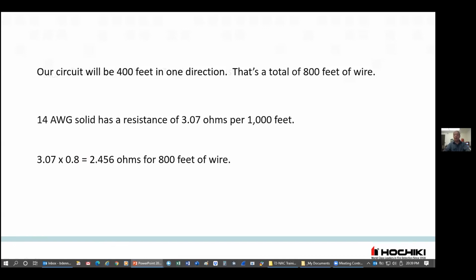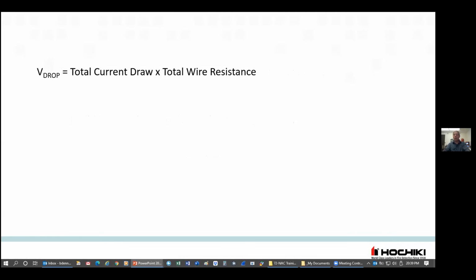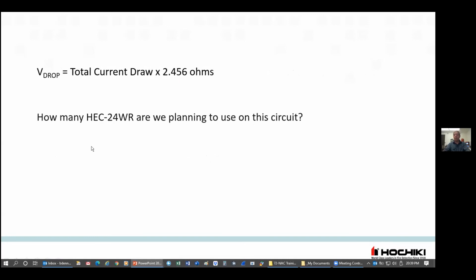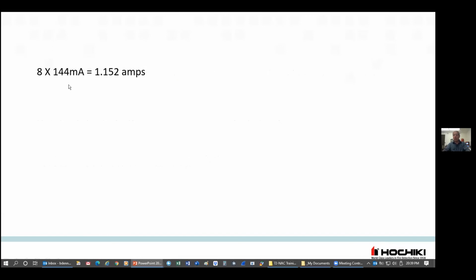That's what I'm going to have. So here's my formula. I know that the wire is 2.456 ohms. I have 8 appliances I'm going to use. So if I multiply 144 milliamps times 8, the total current draw will be 1.152 amps. Here's my wire resistance. Here's my current draw. The voltage drop is going to be 2.833 volts. That's how much voltage I'm going to lose due to the resistance of that wire.